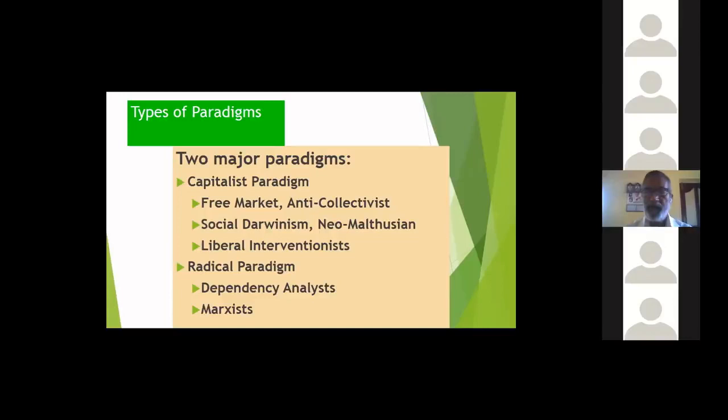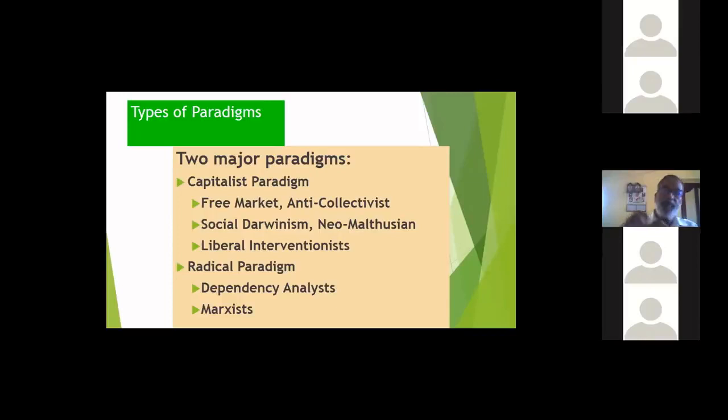I mean, the capitalist paradigm is more flexible, believed by a very large number of people. It's a free market. Whereas the radical paradigm belongs to a certain group of people we may call dependentialists, or Marxists, the socialists and communists, okay?